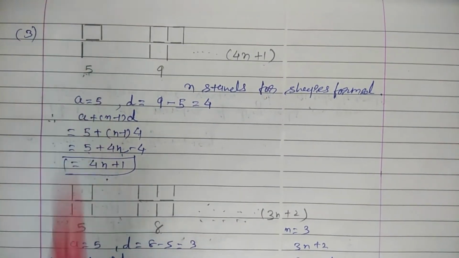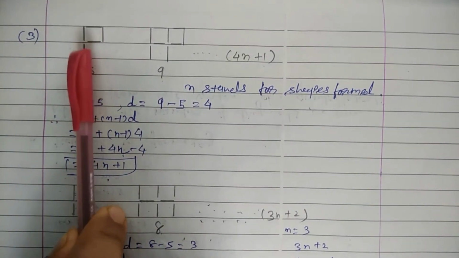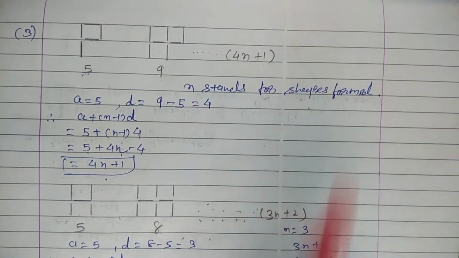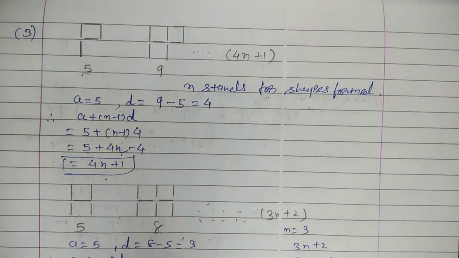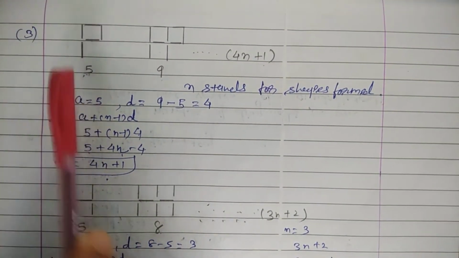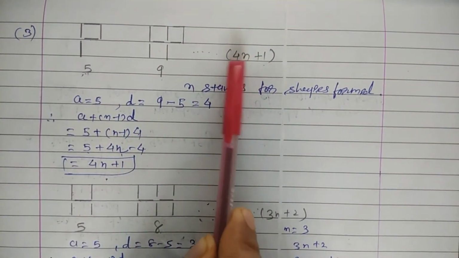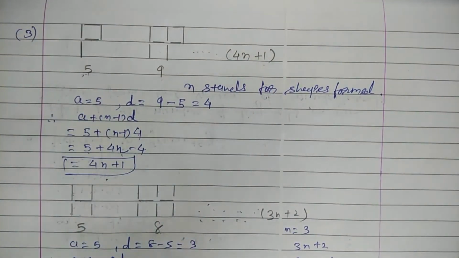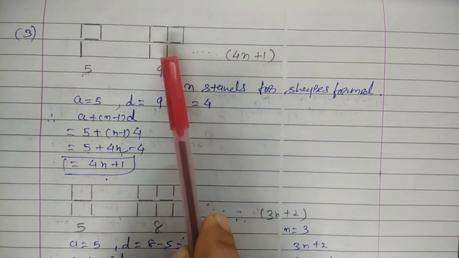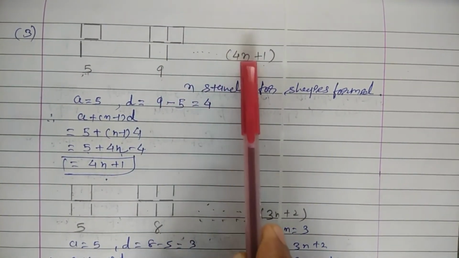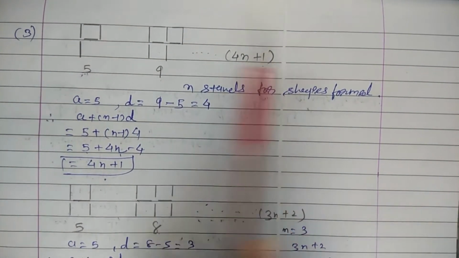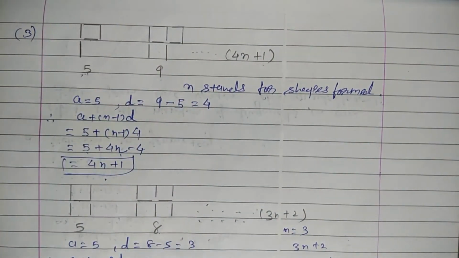If we want one letter P, here n is equal to 1. Here n stands for shapes formed. So if we want to form one shape of letter P, we take n equal to 1. So 4 ones are 4, plus 1, that is 5. If we want to form two shapes of letter P, then we take n equal to 2. That is 4 twos are 8, plus 1, 9. So this is a general expression for this kind of pattern.